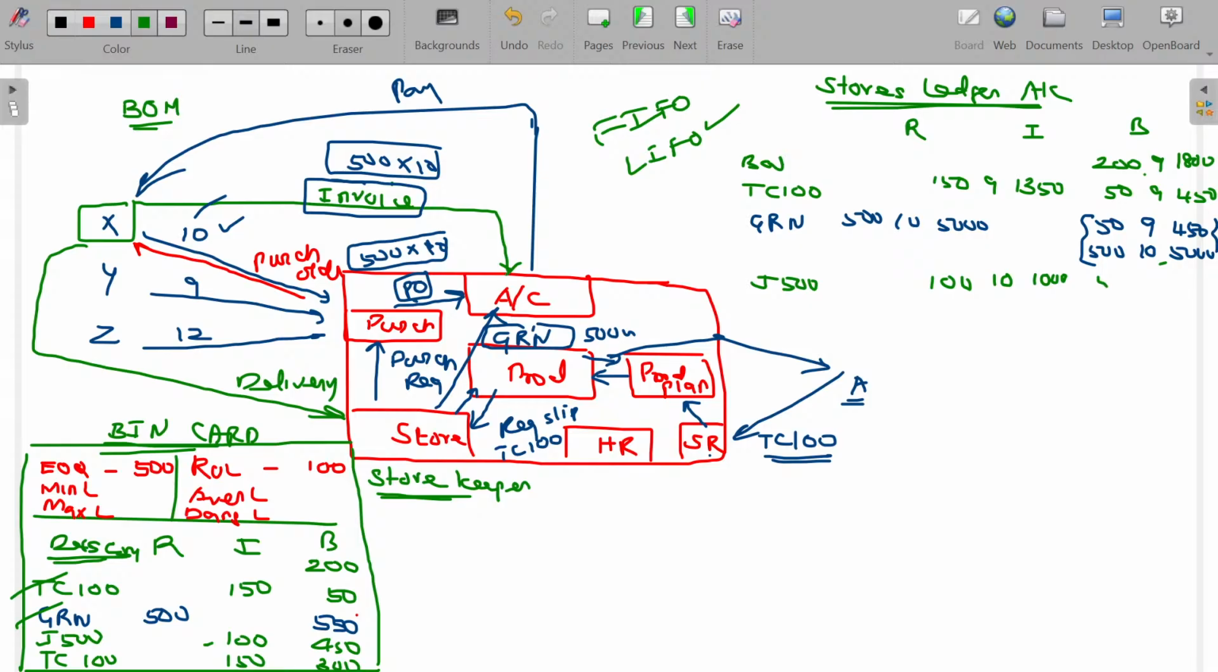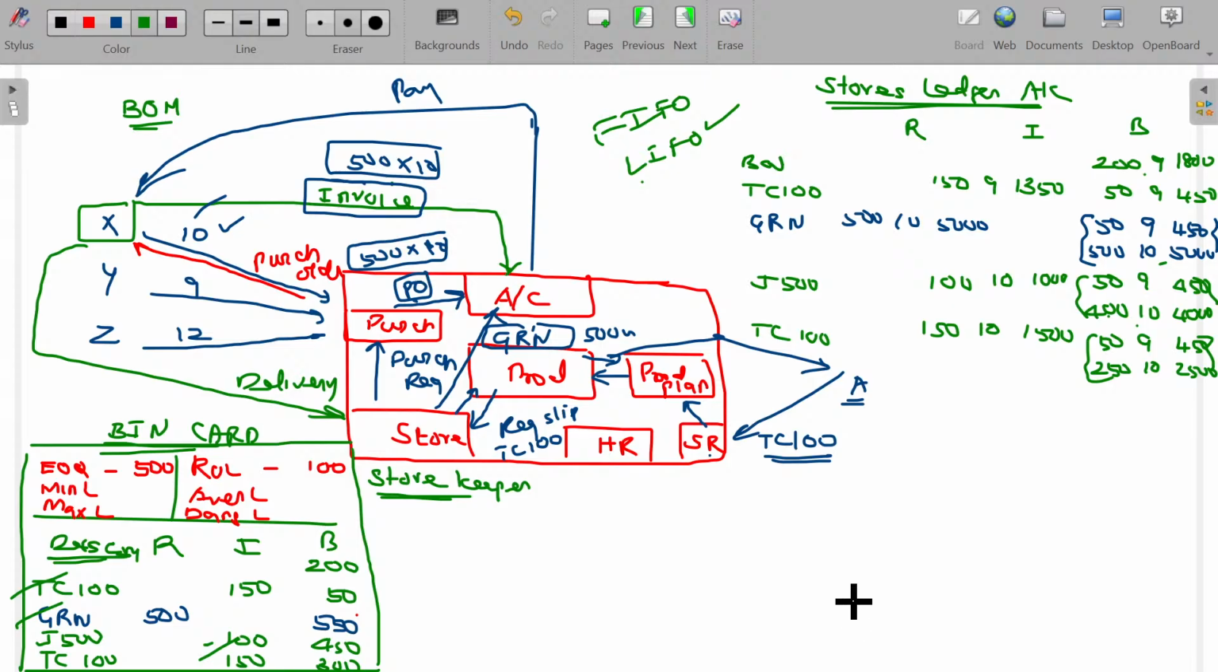What is the closing stock now? 50 units at rupees 9 remain with us. Of the 500 units worth rupees 5000, we already issued 100, so we have only 400 units at rupees 10, 4000 rupees. Again, for TC 100, 150 units are issued. As we follow the LIFO method, the latest price of 10 will be taken here, 1500. So finally, 50 items at the rate of rupees 9 exist, and from the 400, 150 is issued, so 250 at the rate of rupees 10, 2500 we have.